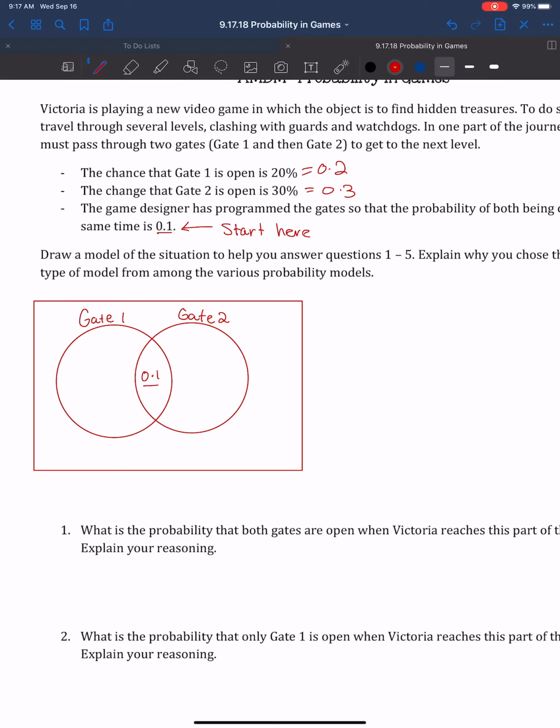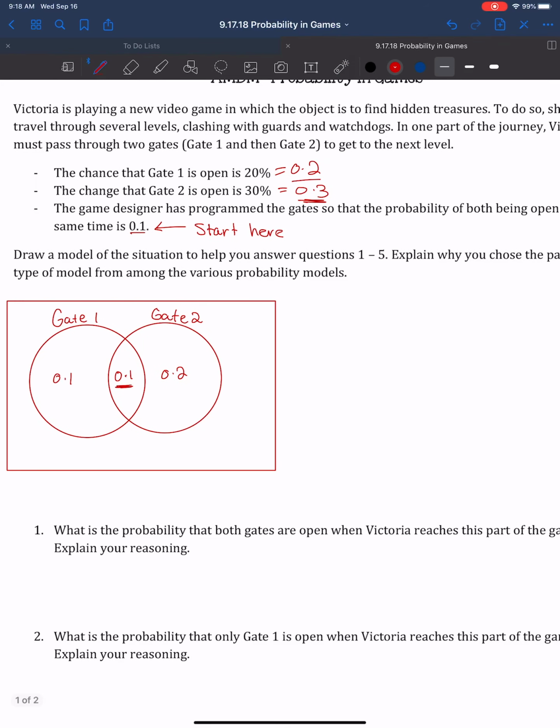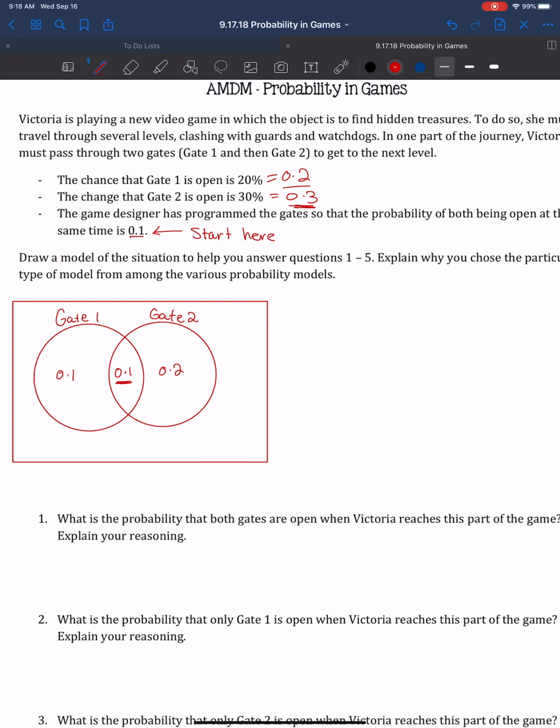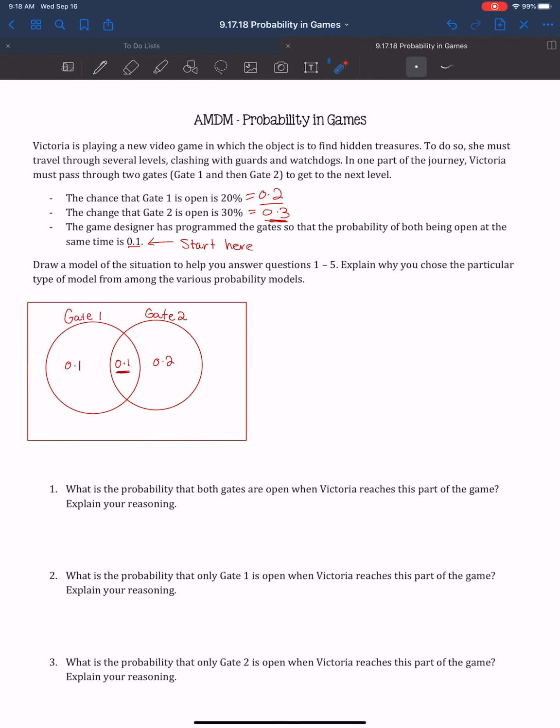Well, if we already have a 0.1 in the middle here, then that means out of that 0.2, there's only 0.1 left over here. And out of the 30% or 0.3 for gate 2 being open, 0.2 of that goes over here because 0.1 and 0.1 make 0.2, and then 0.2 and 0.1 make 0.3. So you got to look at the intersection being a part of that 30%. And to specify, this 0.1 right here represents only gate 1 being open. And this one right here represents only gate 2 being open.